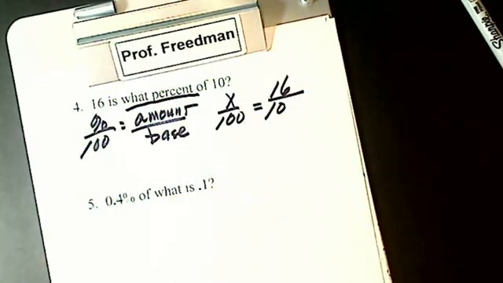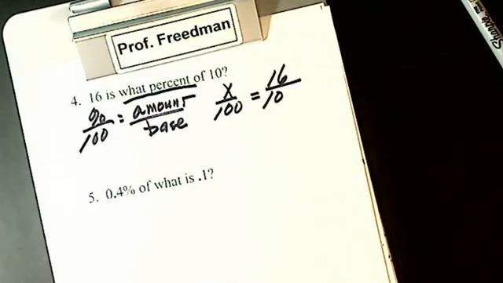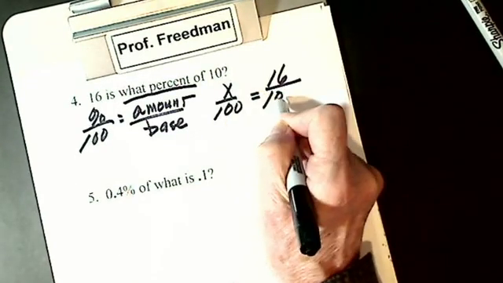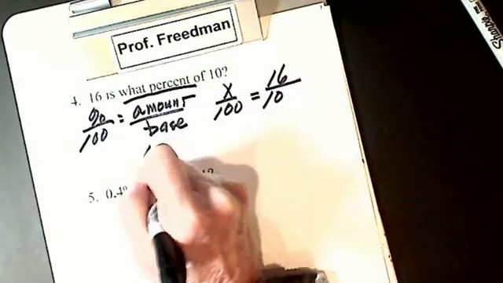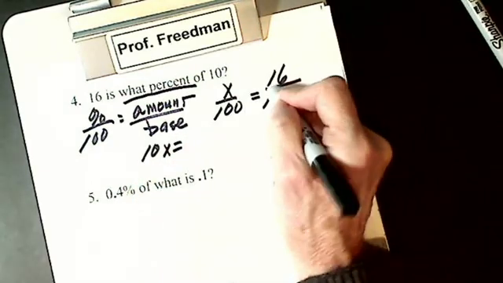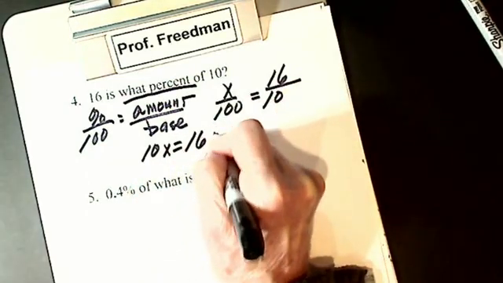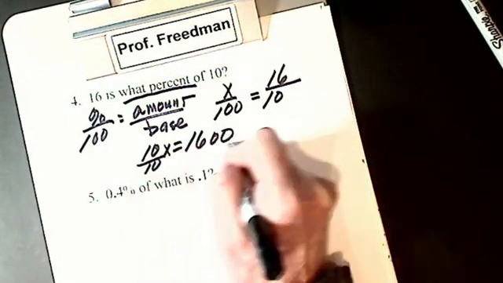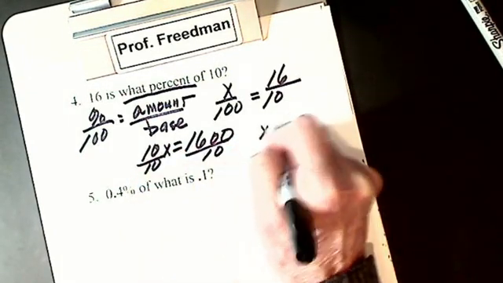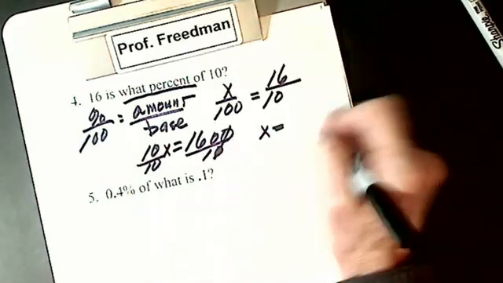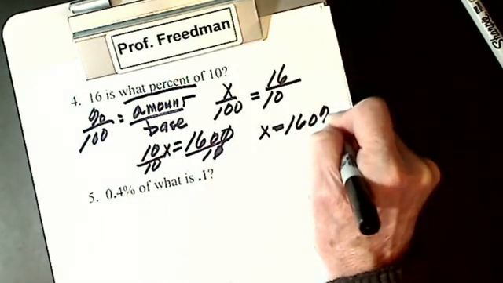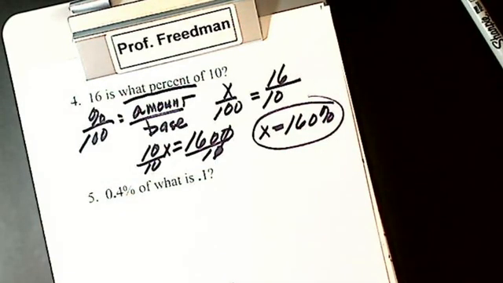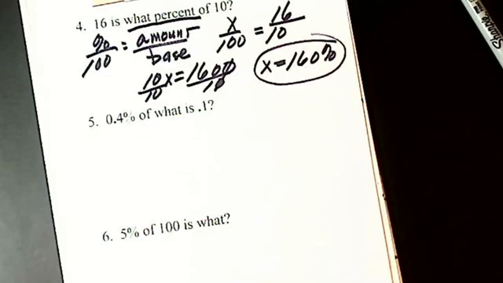My 16 goes here. It's a proportion, so I can multiply my cross products. 10 times x is 10x. 16 times 100 is 1600. Divide by 10. Knock off pairs of zeros. So I get 160. I'm looking for percent, so it's 160%. Right? Once you know the formula, they all should be easy.